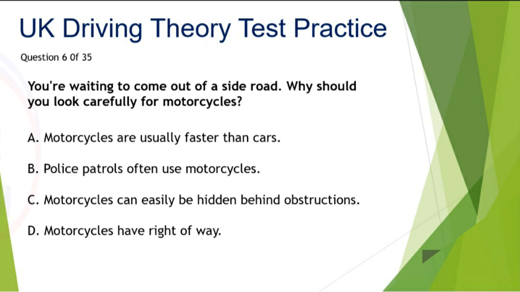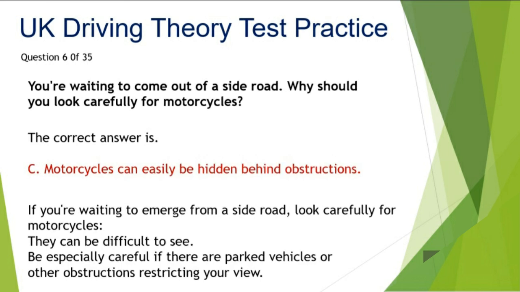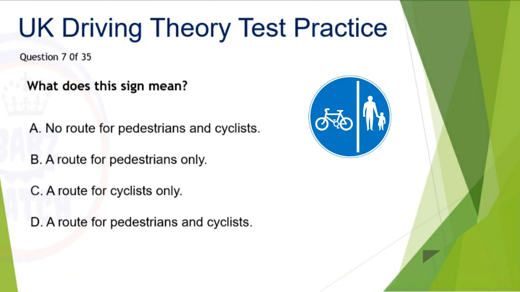A. Motorcycles are usually faster than cars. B. Police patrols often use motorcycles. C. Motorcycles can easily be hidden behind obstructions. D. Motorcycles have right-of-way. The correct answer is C. If you're waiting to emerge from a side road, look carefully for motorcycles. They can be difficult to see. Be especially careful if there are parked vehicles or other obstructions restricting your view.